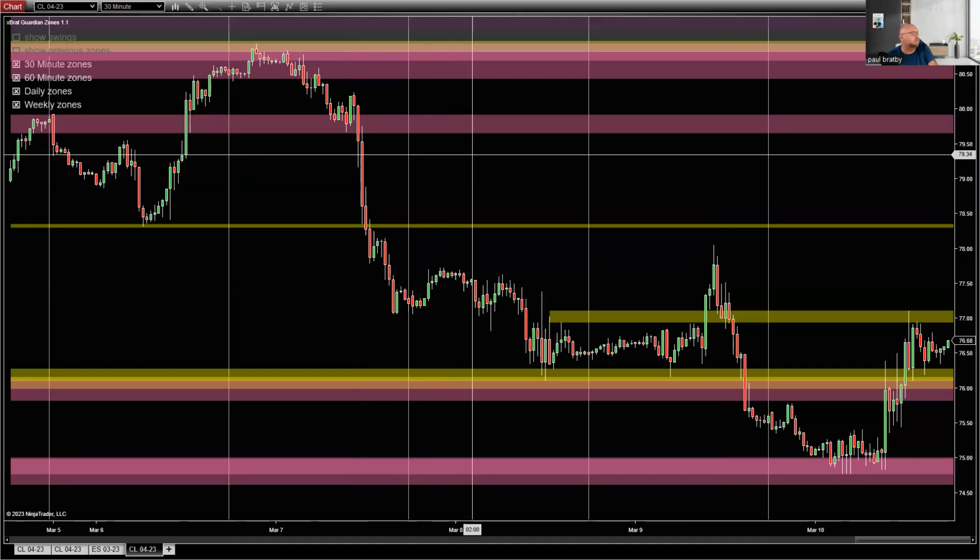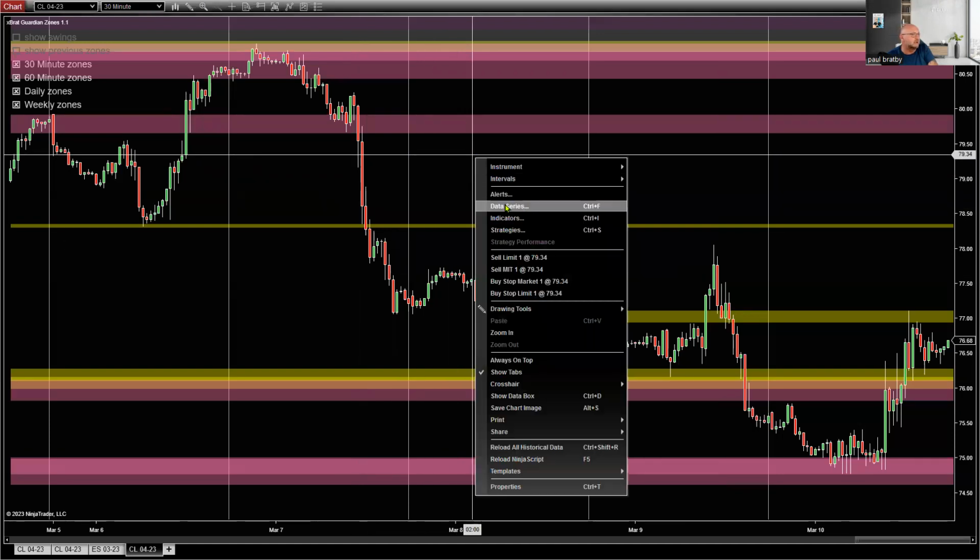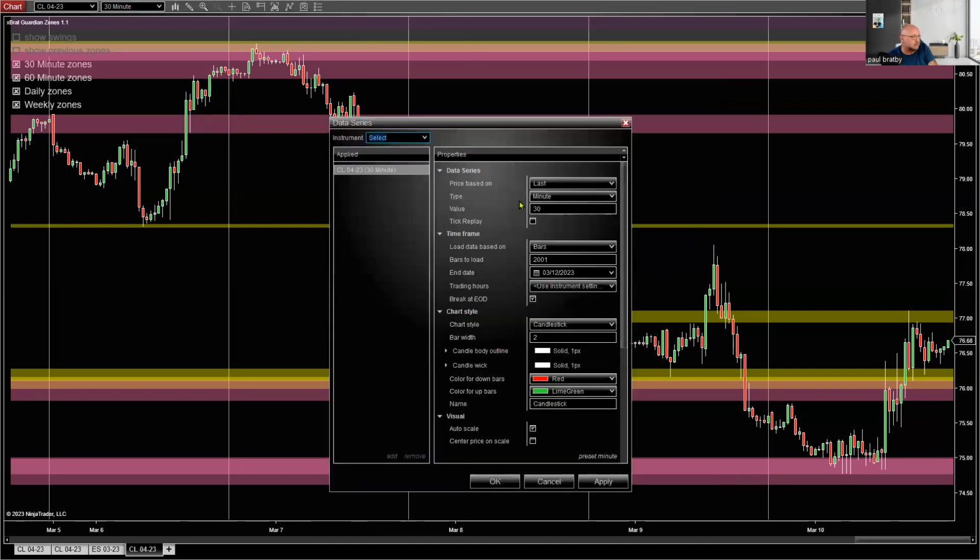Okay. So again, on an empty chart, right click data series. Choose the time frame and the chart type that you want to trade. In the time frame section here, click on bars. Bars to load, you need to type in 2001 minimum. Click apply.